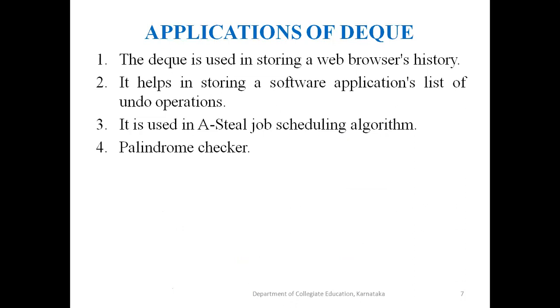Some of the applications of double-ended queue are: the DQ is used in storing a web browser's history, that is, recently visited URLs are added to the front of the DQ and the URL at the back of the DQ is removed after some specified number of insertions at the front. It helps in storing a software application's list of undo operations. Also, it is used in A-steal job scheduling algorithms and it is used as a palindrome checker.